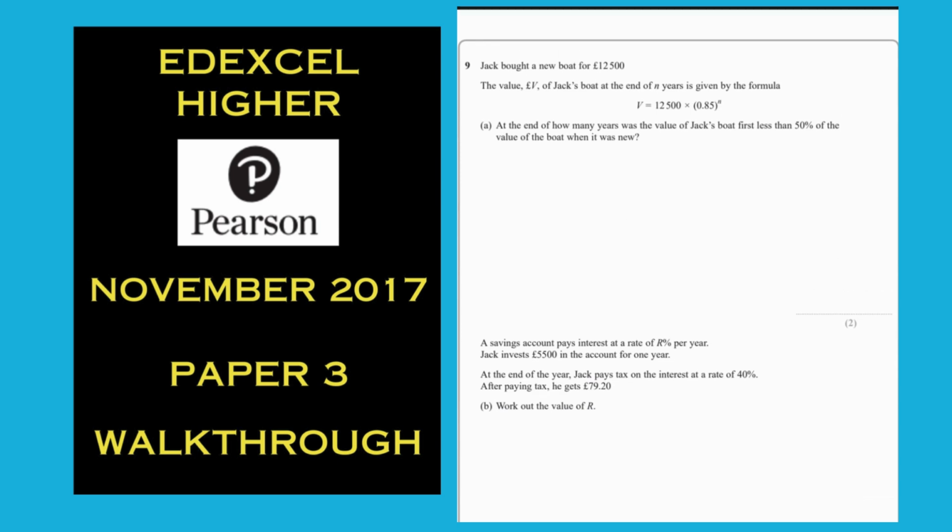Number 9. So one of them with a bit of trial and error, like trial and improvement, I think is the best way. Pick some values for n is the key. So at the end of how many years? So the original value, the current value, 50%, half of it is 6,250, equals the original value times 0.85 to a certain number. And if you divide both sides by 12,500, you get a half.